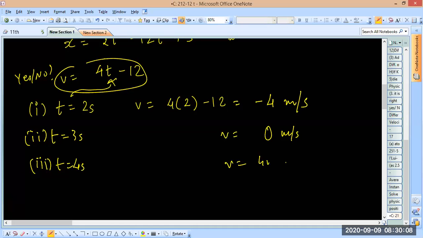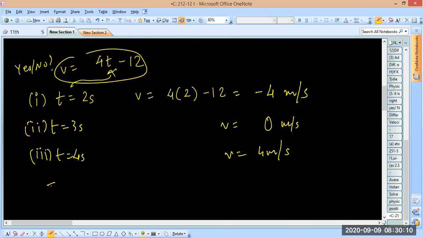Now I'm just going to ask you a question. Is the velocity constant? Can you answer that? Is the velocity constant? Okay, my dear students, what is the meaning of constant?